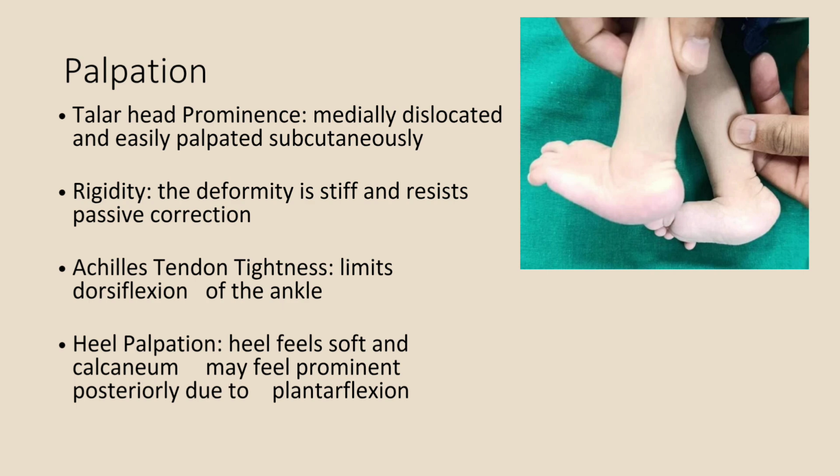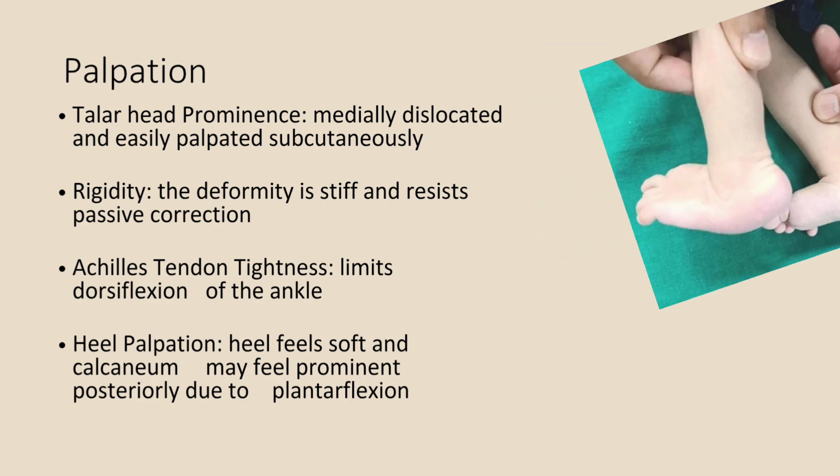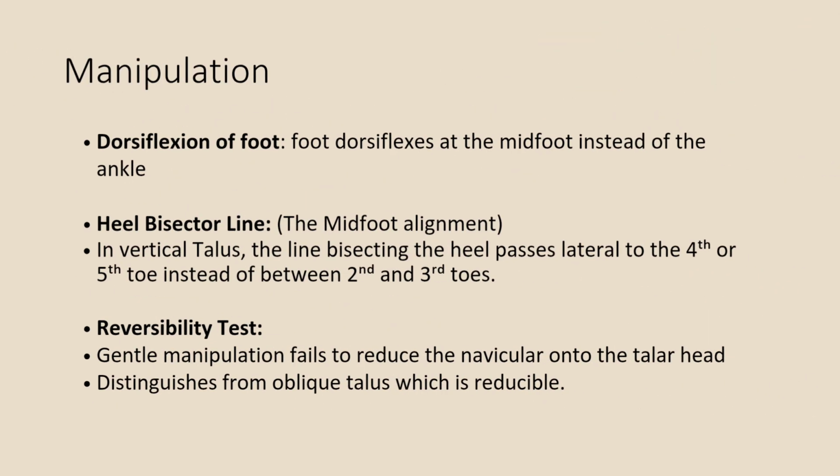The heel is palpable and feels soft, and the calcaneum may feel prominent, possibly due to the plantarflexion attitude of the foot. On manipulation, dorsiflexion occurs at the midfoot instead of the ankle. The heel bisector line, usually in vertical talus, bisects at the level of the fourth and fifth metatarsal. In a normal foot, it is between the second and third.